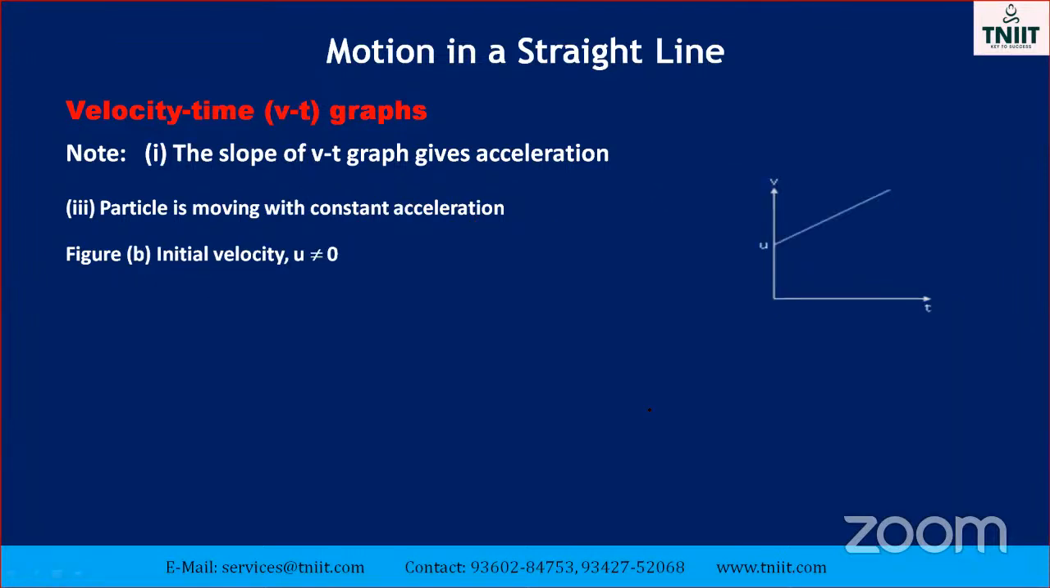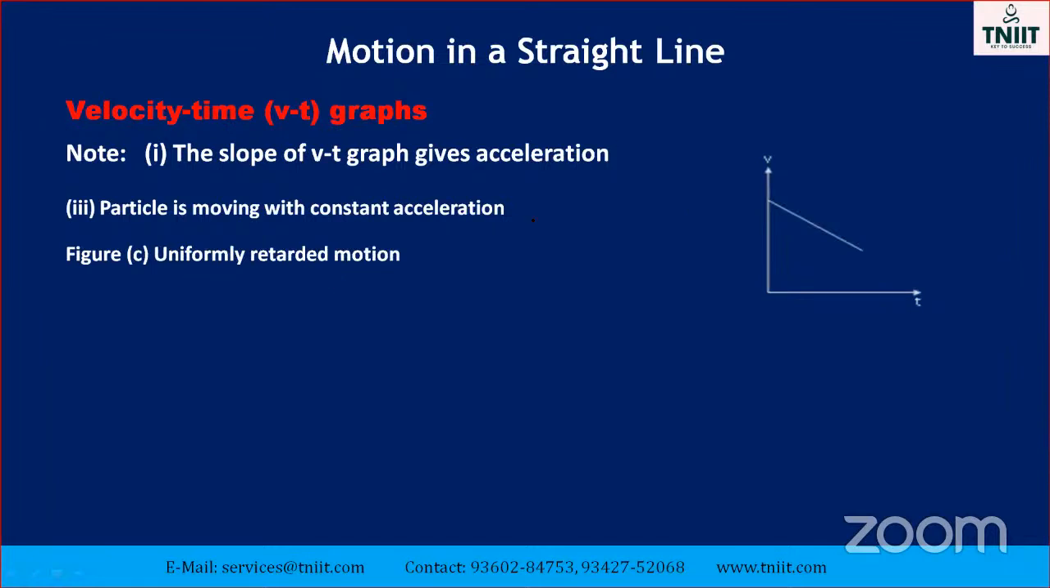This is the graph where the velocity is not equal to zero. This is the origin. The velocity is taken along the y-axis and the time along the x-axis. This is the VT graph when the initial velocity is not equal to zero. Students, I will come back to this graph once again later, because using this graph, we have to derive the three standard equations of motion. I will come back to the same slide later on after explaining the remaining graphs.